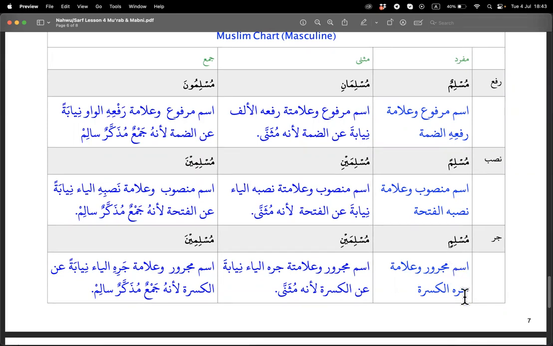Kasrah. Yes. One thing you need to remember, this is the default sign of Rafa, Nasab, and Jar. The default sign for Rafa is Dhamma. The default sign for Nasab is Fathah. And the default sign for Jar is Kasrah.